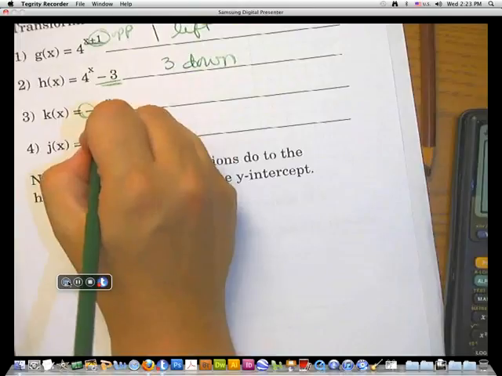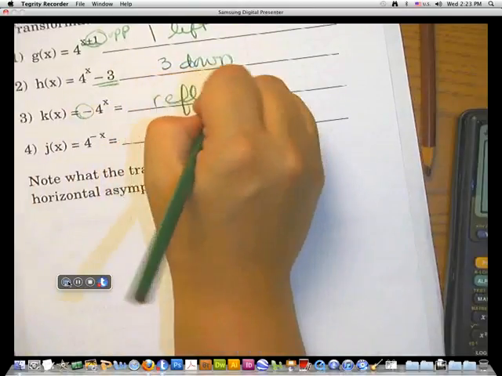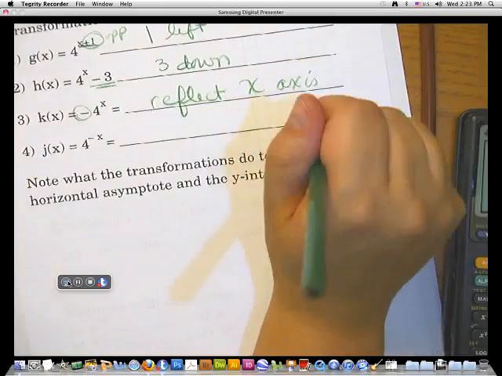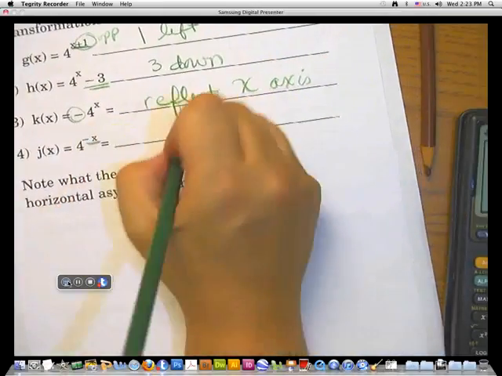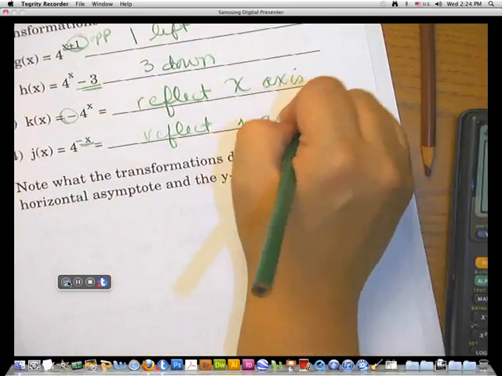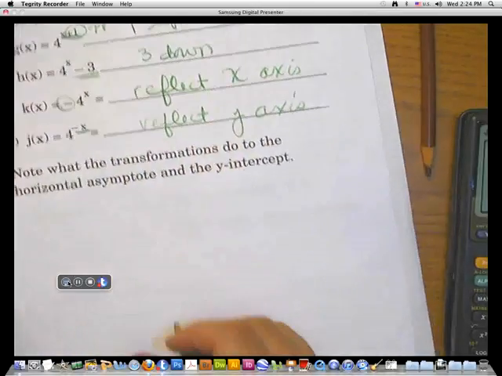Here the negative function means it's going to reflect over the x-axis, and a negative x value means we are reflecting over the y-axis.